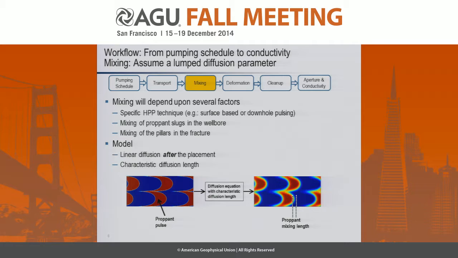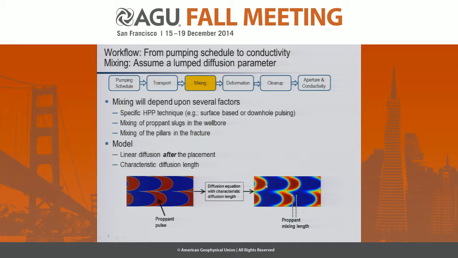But in the case of Highway, we expect that there will be intermingling of the clean and dirty slugs due to mixing within the wellbore. There'll be some mixing that occurs within the fracture itself. And then there's also a finite time it takes to switch on and off the proppant as it's injected. Given that there are a number of uncertainties here that were difficult to quantify ahead of time, we decided to treat the degree of mixing as a step that was applied after placement, although physically, of course, it happens before. By doing this, it allows us to treat it as a lumped parameter.